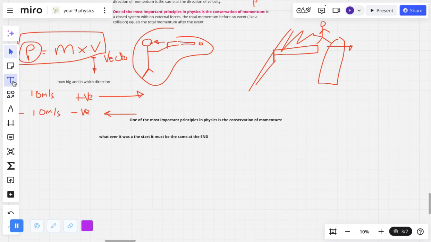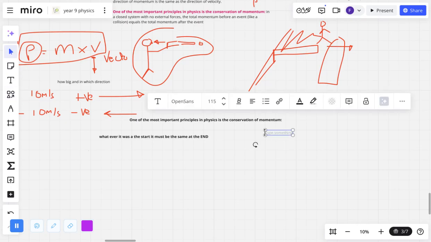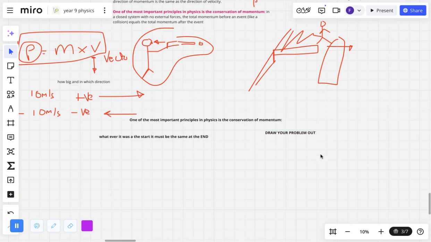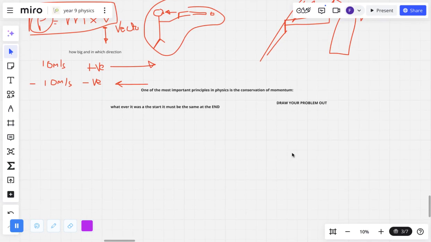And one of the biggest issues I have with students is they don't bother. They try to do it in the head. Draw your problem out. And this is a branch of physics that we call mechanics. You need to draw your problem out. It really helps. All right.